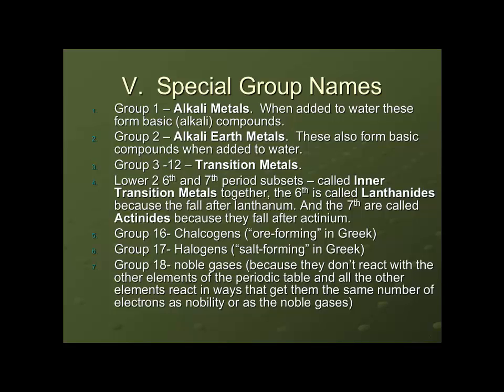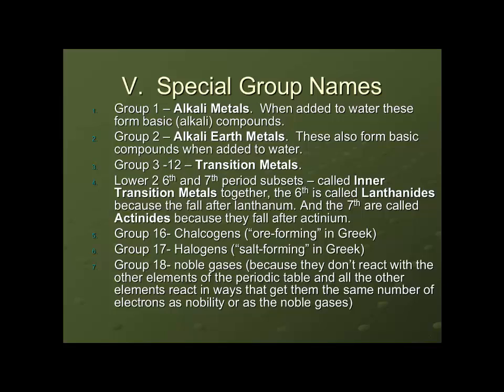The groups 3 through 12, that center block in the periodic table, are called your transition metals. And the lower ones, the sixth and seventh, that we've kind of taken off the periodic table and set at the bottom, those are called your inner transition metals. And the sixth is called the lanthanides, and the seventh is called the actinides. And they call the sixth lanthanides because they come after lanthanum, and they call the seventh actinides because they come after actinium.